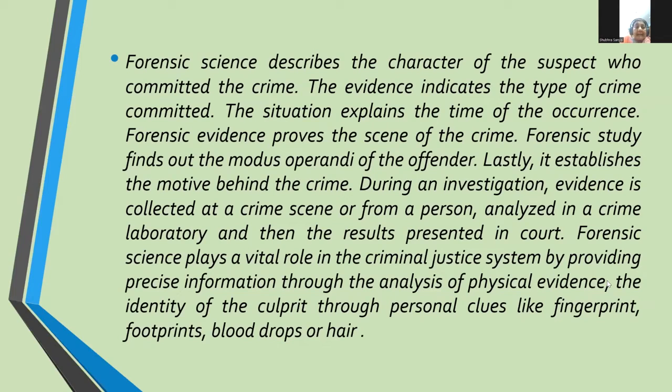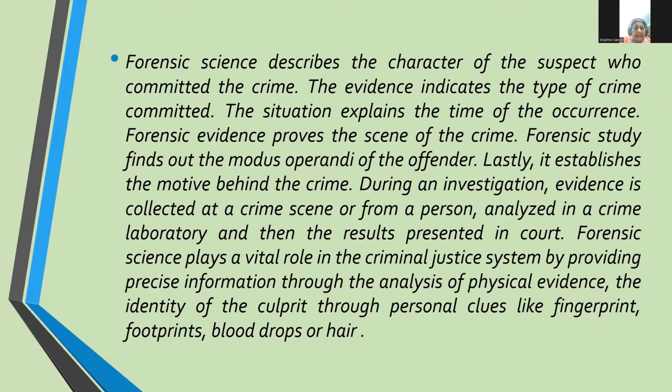Forensic science describes who committed the crime. The evidence indicates the type of crime committed. The situation explains the time of the occurrence. Forensic evidence proves the signs of the scene of the crime. Forensic study finds out the modus operandi of the offender. Lastly, it establishes the motive behind the crime.